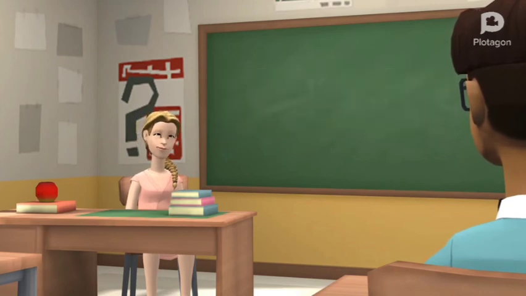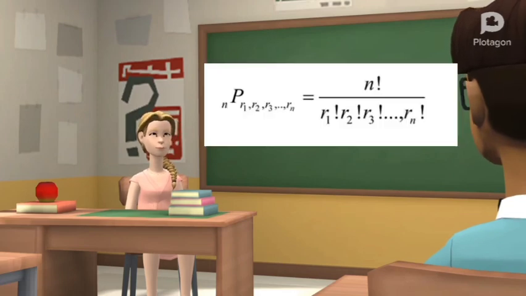4. Permutations with the same elements. Permutations with the same elements have a characteristic: the same element may appear more than once. Mathematically, it is formulated as follows: nP(r1, r2, r3, ..., rn) equals n! divided by (r1! r2! r3! ... rn!).